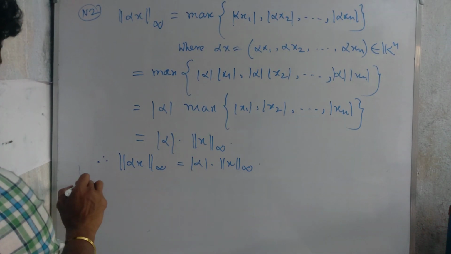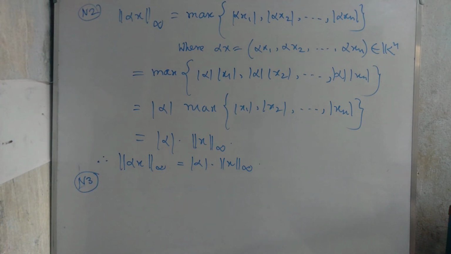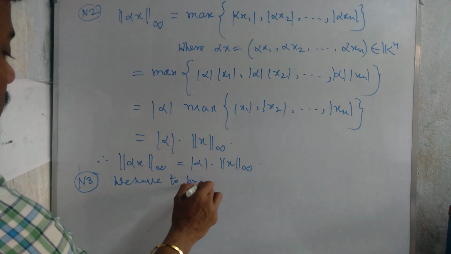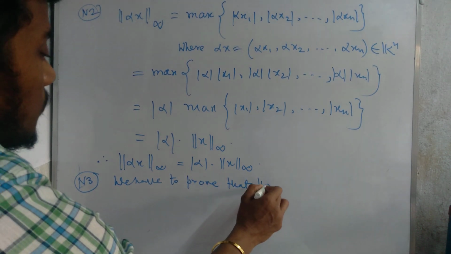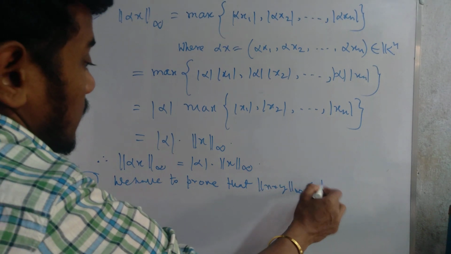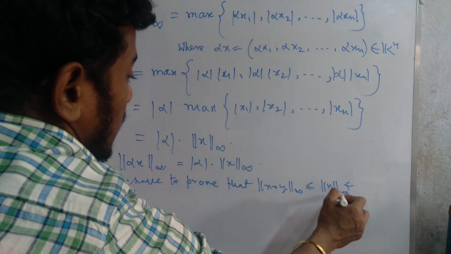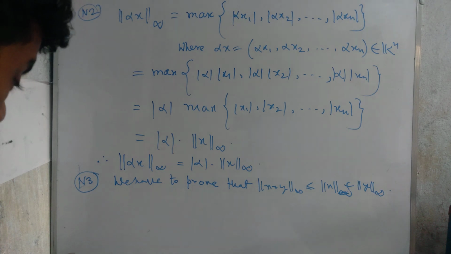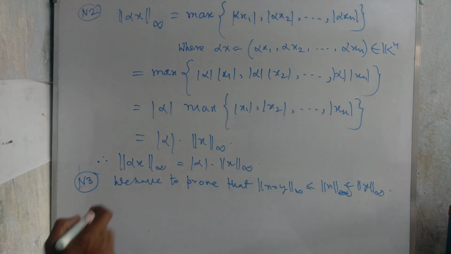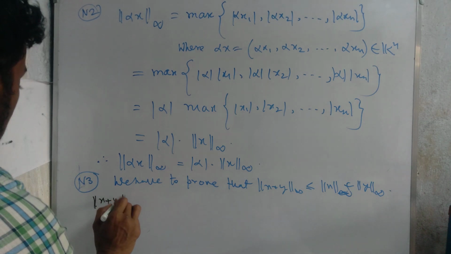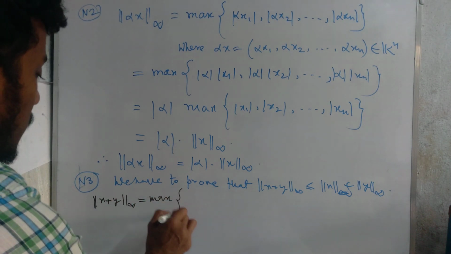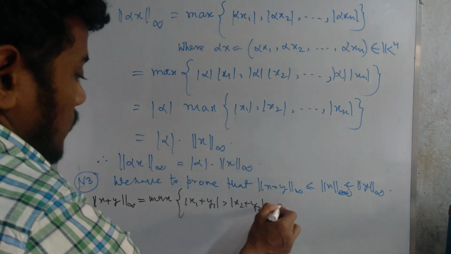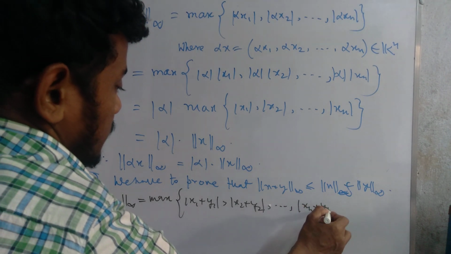Now we go to the third condition, the triangle inequality. What do we have to prove? We have to prove that norm of x plus y infinity is less than or equal to norm x infinity plus norm y infinity. We do it simply. Norm of x plus y infinity equal to the maximum of mod of x1 plus y1, mod of x2 plus y2, dot dot dot, mod of xn plus yn.